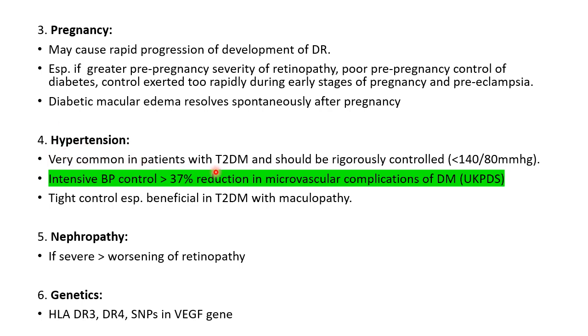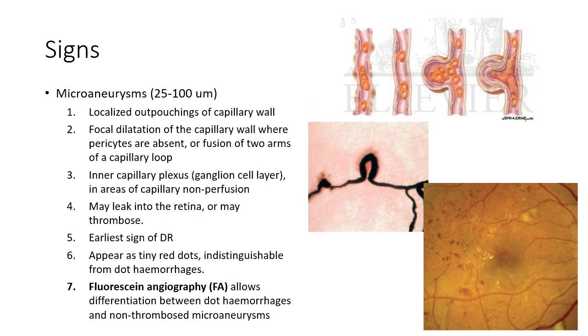Hypertension, the fourth risk factor, is very common in patients with type 2 diabetes and should be rigorously controlled, as we saw previously in the UK-PDS study. This kind of rigorous control will cause a 37% reduction in microvascular complications of diabetes mellitus. Tight control is especially beneficial in type 2 diabetes patients with maculopathy. Fifth risk factor, nephropathy. If severe nephropathy is there, it causes worsening of the diabetic retinopathy. And genetics: some of the genes implicated as genetic risk factors are HLA-DR3, DR4, and SNPs, single nucleotide polymorphisms, in the VEGF gene. So that's all about the risk factors.